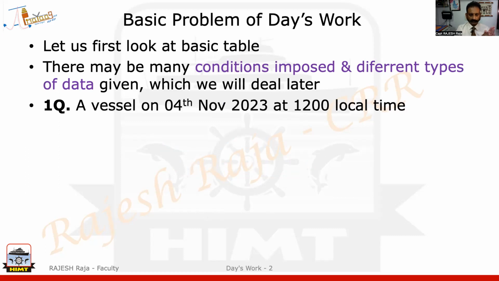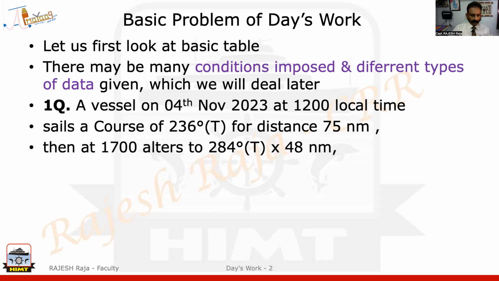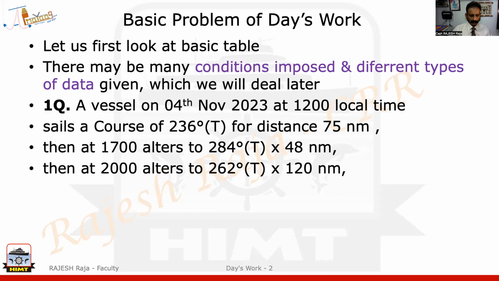So let us say there was a vessel on 4th of November, and at 12 o'clock noon on this day, the vessel started sailing, or it could be sailing and continuing the sail also, because day means noon to noon, as we have already seen. So at noon, it was sailing 236 degrees true, and it went on for a distance of 75 nautical miles. Then at 1700, she altered course to 284 degrees true, and this course went on for 48 miles. Then at 2000, the new course was 262, which went on for 120 miles.